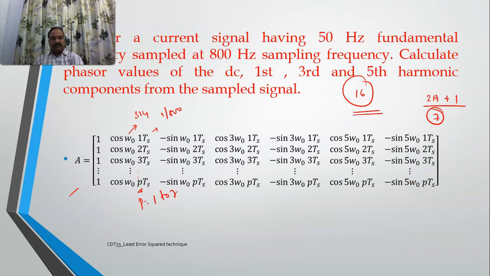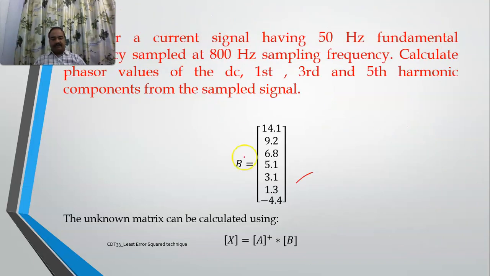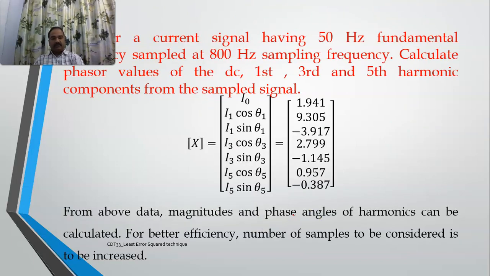So yeah, this is my B matrix. I have computed A and I have also computed B, and I have multiplied them. So this is my expression. From the above data, what you can see is that the magnitudes and phase angles can be computed using this.